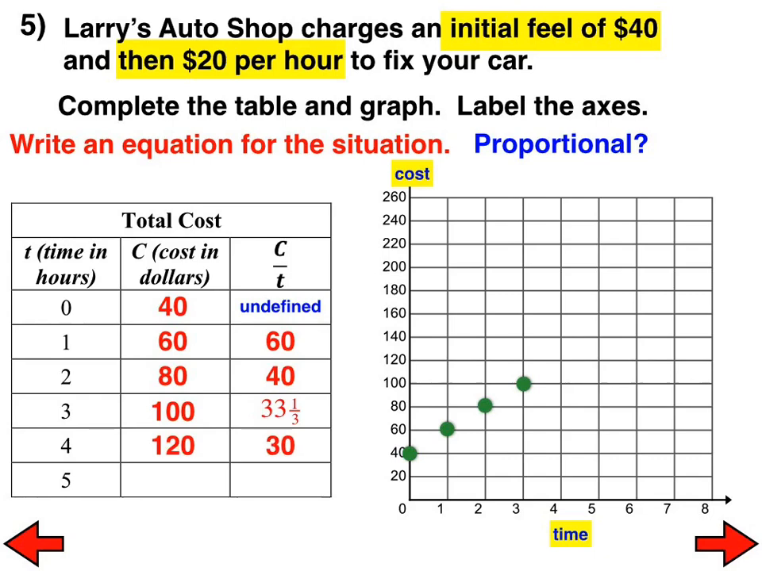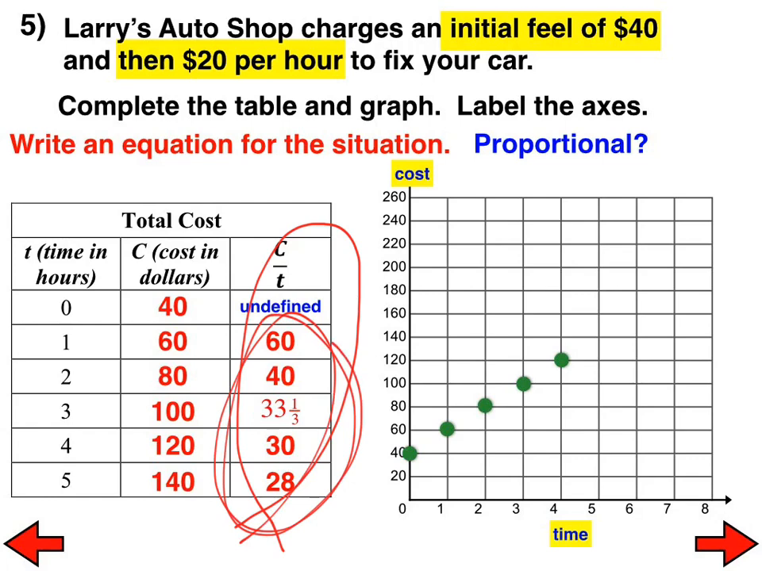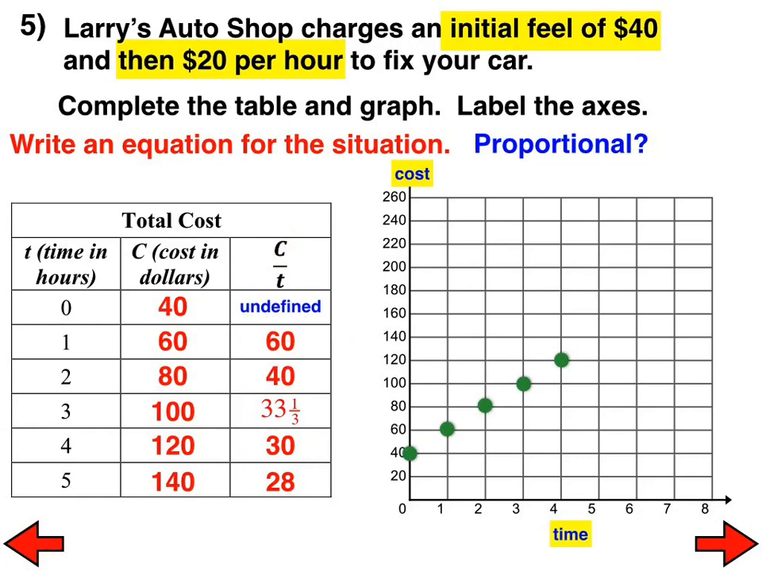While this is a linear function, is it proportional? No, it doesn't go through the origin. That's one way of telling, but the other way of telling is this. These ratios, well, specifically right here, are not the same. So since those ratios of c over t are not the same, this is not proportional. But we can find the equation of that situation.